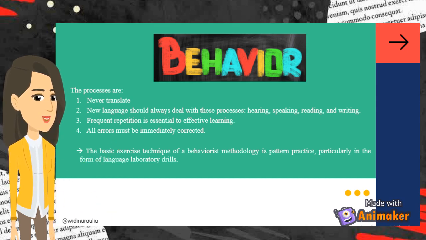The second, new language should always deal with this process: hearing, speaking, reading, and writing. The third is frequent repetition is essential to effective learning, and the last is all errors must be immediately corrected. The basic exercise technique of a behaviorist methodology is pattern practice, particularly in the form of language laboratory drills.